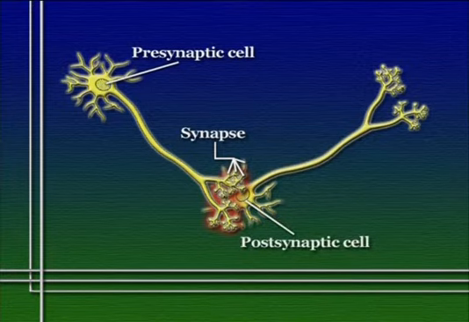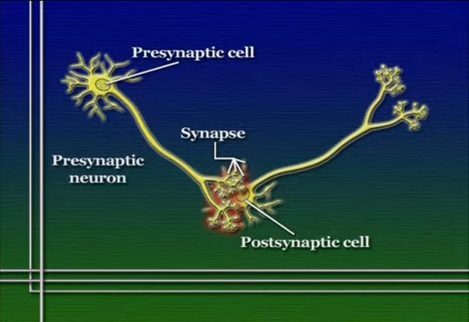So in our model of two neurons, we would imagine that the axon from one neuron goes and makes connections with its synaptic terminals on the cell bodies and dendrites of another neuron. The first neuron we will call the presynaptic neuron, and the second neuron we'll call the postsynaptic neuron.